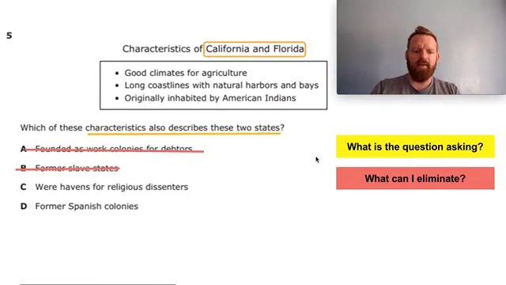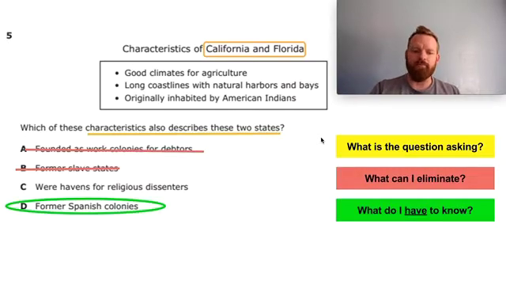And then we're left with were havens for religious dissenters, so people who had disagreements with the common religious view of the day. And then the last one is former Spanish colonies. So what do we have to know? Well, D is the correct answer, former Spanish colonies. All right, California and Florida were both former Spanish colonies.